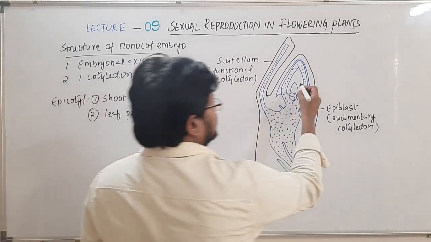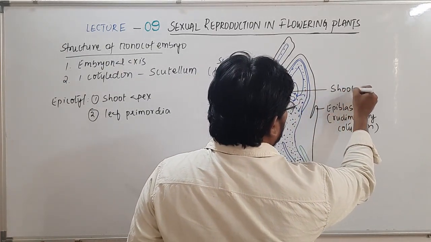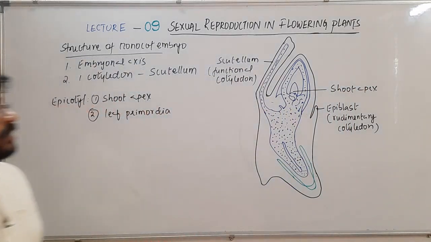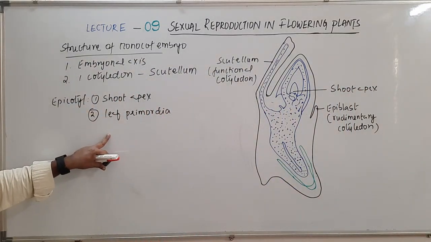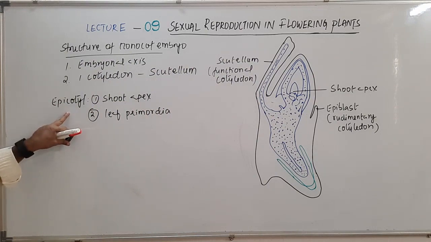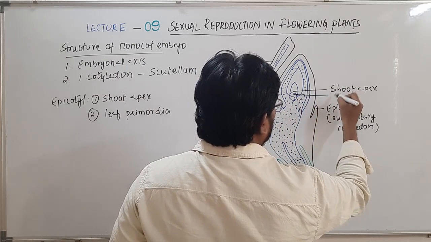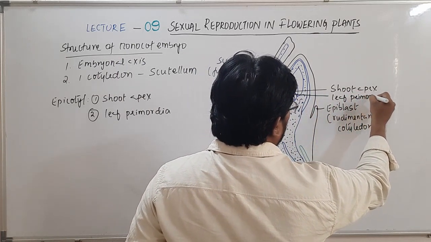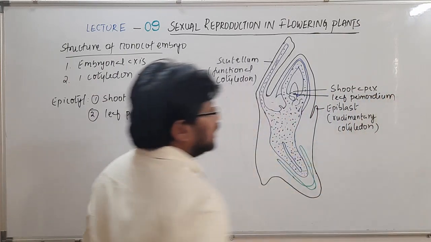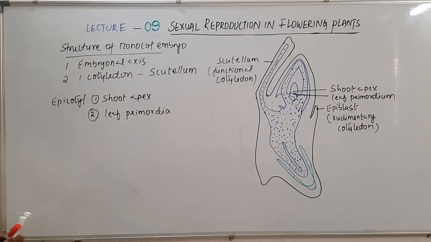So you can see in this case this portion is the shoot apex, and it also has the leaf primordia present in the region that's called the epicotyle. You can see here a small portion below this is the leaf primordium. The leaf primordium is a primitive tissue which is going to develop into the leaves after the process of germination. Now that's about the epicotyle region.